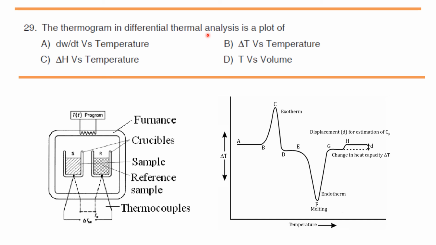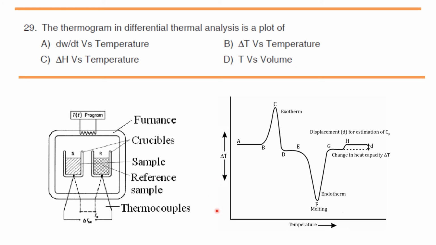So that gives the decomposition behavior of the material. And in DTA, you will be having the sample as well as a reference material, and both the materials will be heated, and the difference in the temperature between the sample and the reference material is actually plotted as a function of temperature. Therefore, the correct option is delta T versus temperature.